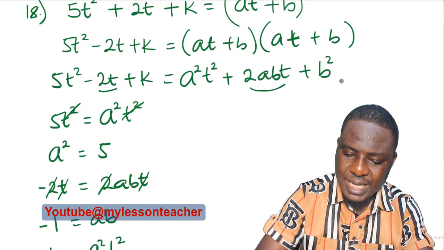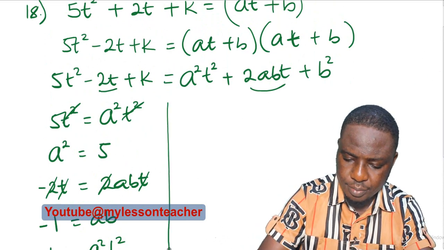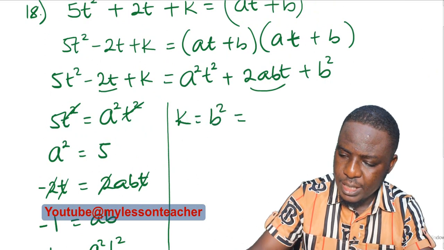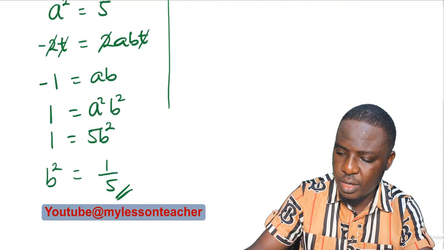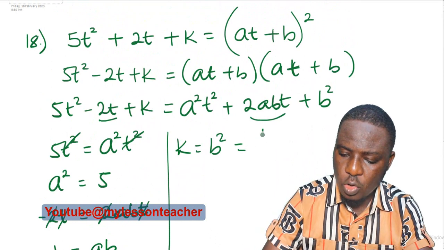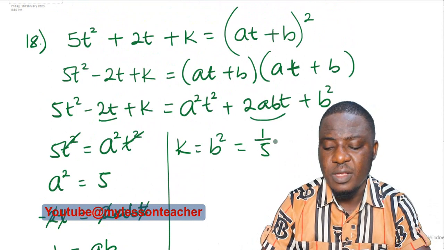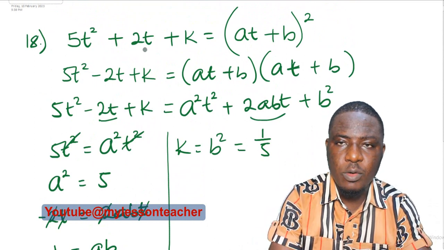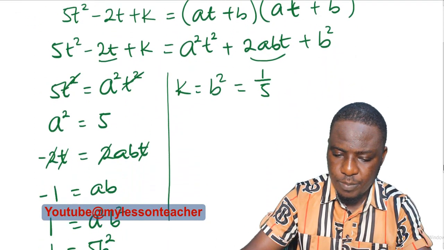The last term is k, which is said to be b squared. So k is equal to b squared, which is 1 over 5. So k is also equal to 1 over 5. So 1 over 5 is the term that must be added to 5t squared minus 2t to make it a perfect square.